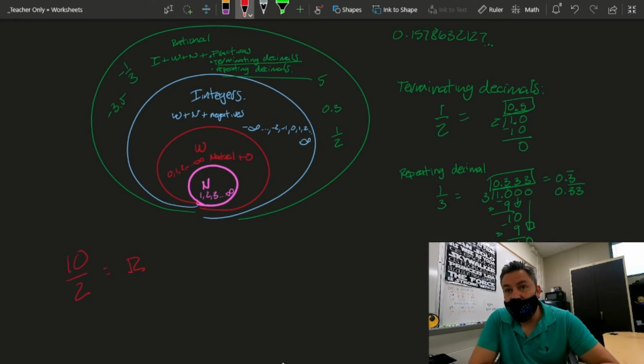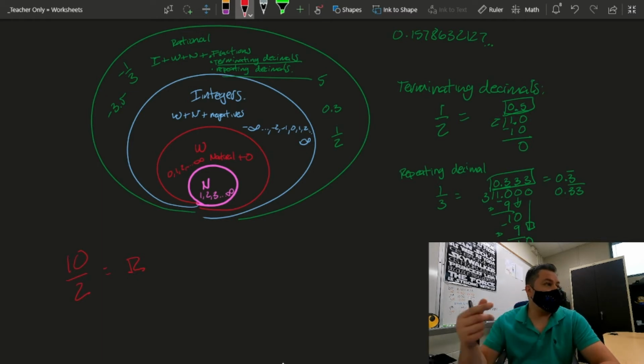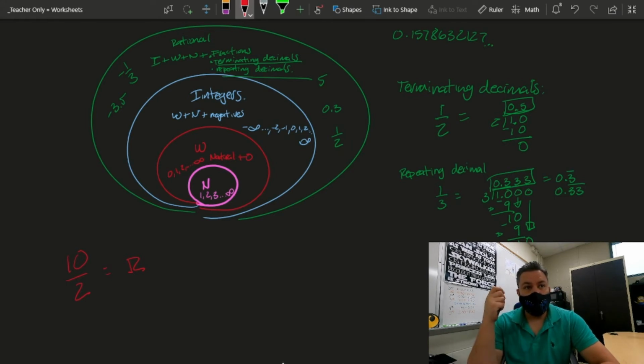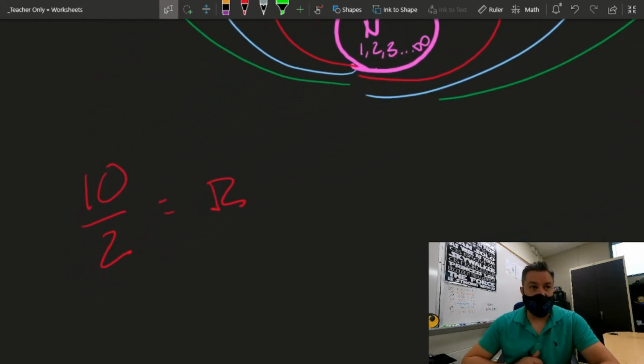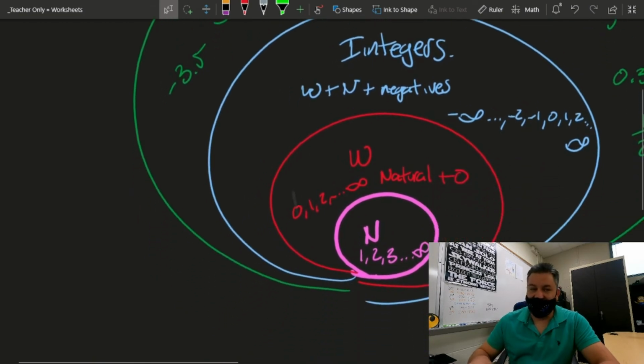You said natural? Why natural? Because it's small. No, look at the naturals. We have only 1, 2, 3, 4, 5, 6, 7, 8, all the way to positive infinity, right? Is it a whole number? What is a whole number? Like 1, 2, 3. Stop guessing. Is 10 over 2 a whole number? No. Integer? Stop guessing. Integers, I have positives and negatives.